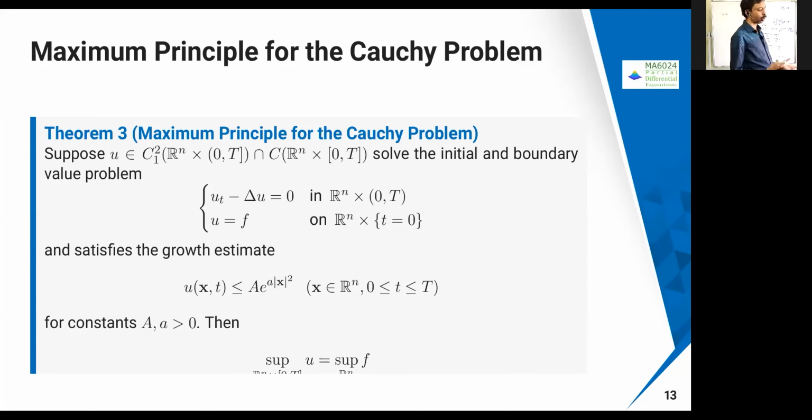Suppose this is the growth estimate you find. If the growth estimate is less than or equal to some quantity, A times e to the power of a x squared, for some A, then you can claim that your supremum of u is the same as the supremum you obtain for the initial condition. Whatever initial condition you give, that is the supremum that is going to be obtained. It is not going to be more than that. Whatever you give, it is going to attain the maximum value. You can just feel it from the heating of some cooker or something.